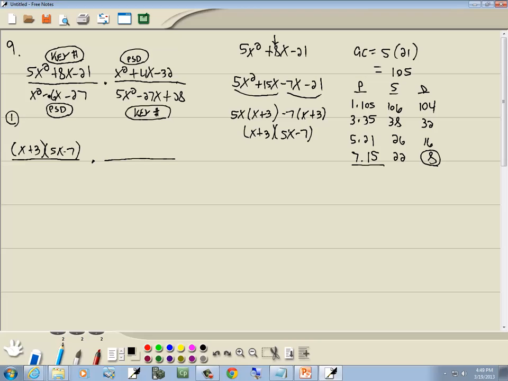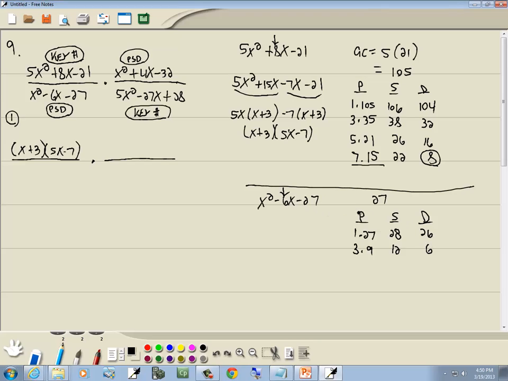Okay, let's look at the denominator now. So we got x squared minus 6x minus 27. This is PSD, so we'll take our number at the end, 27, ignore the sign, and we'll come up with our 3 columns. Product column, all products give us 27. We got 1 times 27, 3 times 9. Guess that's it. Add them. 1 plus 27 is 28. 3 plus 9 is 12. Subtract them. 27 minus 1 is 26. 9 minus 3 is 6.